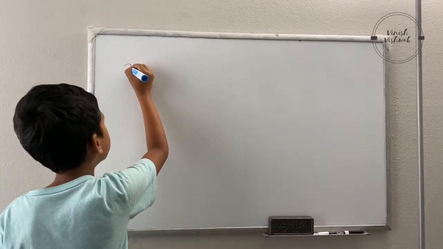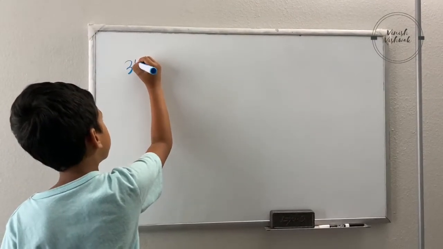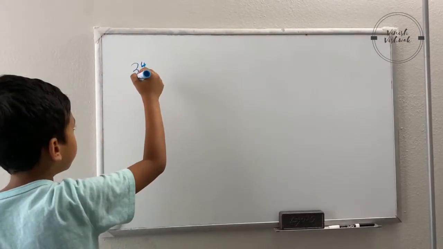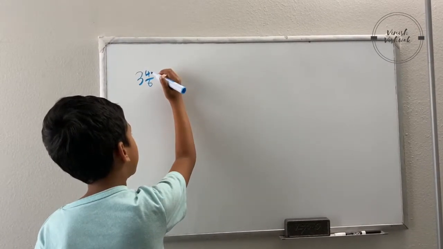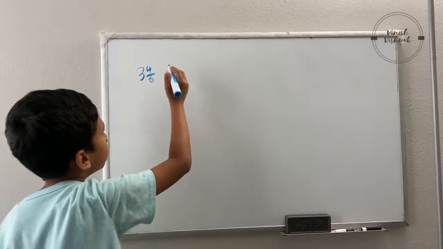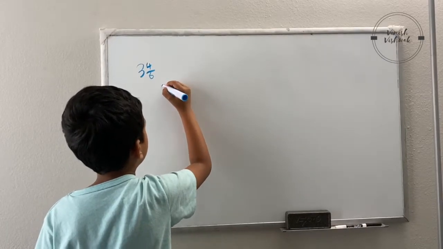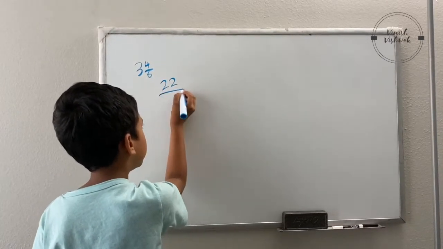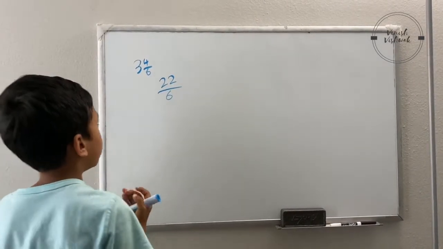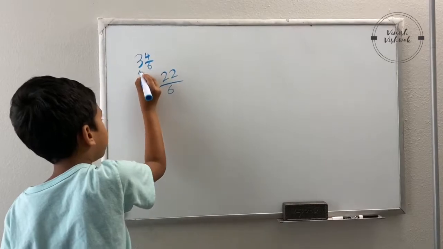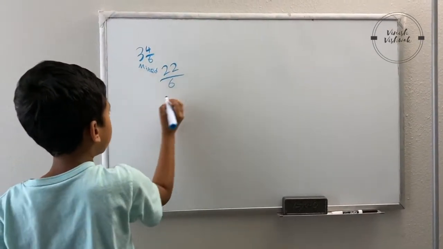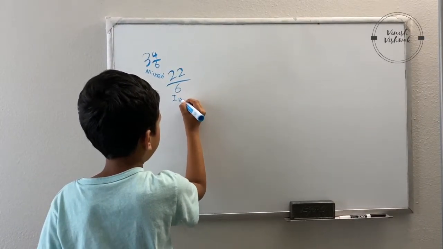We can also do this. So 3 times 6, we do 18, and we do 18 plus 4, which is 22. Then we do 22 sixths. So that's a mixed number and improper fraction.